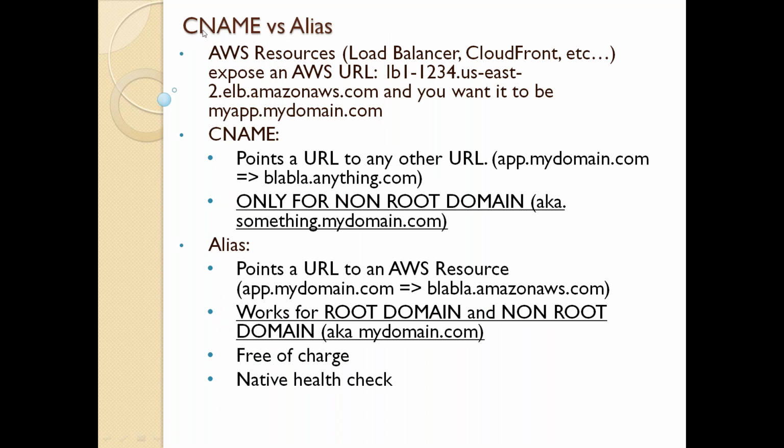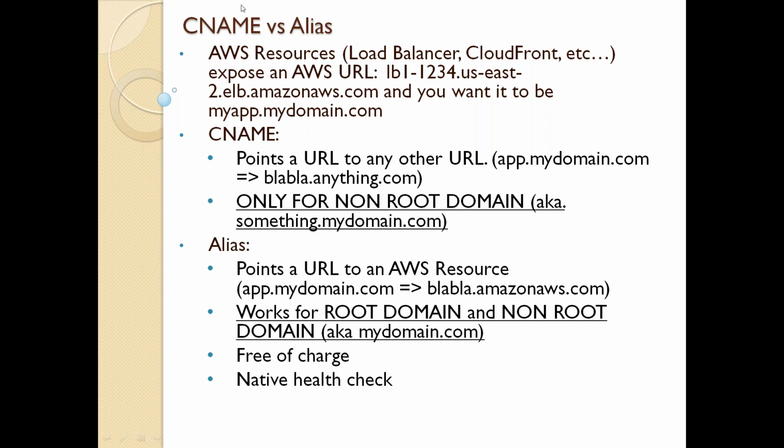So we talked about canonical name and alias. We need to see this. AWS resources like load balancer, CloudFront, etc., will expose some DNS URL. We saw that, right? And you want to map it to your own domain name. Then you can use a CNAME. You can point a URL to any other URL.